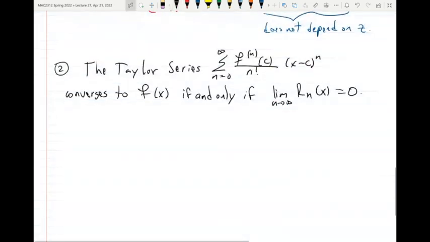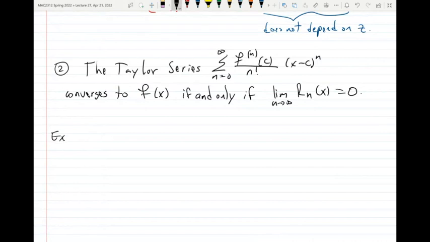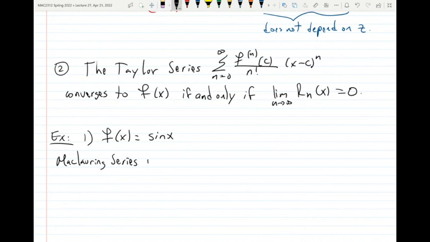So, for example, let's look at f of x equals sine of x. So we know the Maclaurin series. The Maclaurin series is the sum from 0 to infinity, negative 1 to the n. Remember, sine is odd, so only the odd terms survive. That's the easy way to remember. Cosine is even, only the even terms survive. Okay? So that's the Maclaurin series.